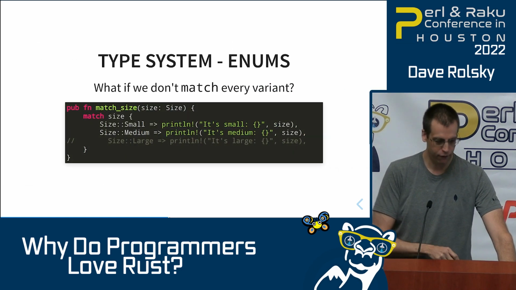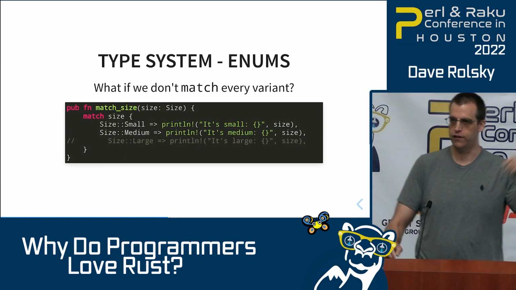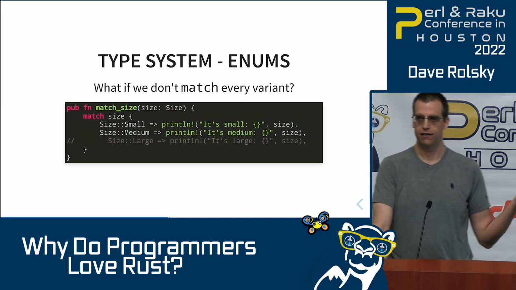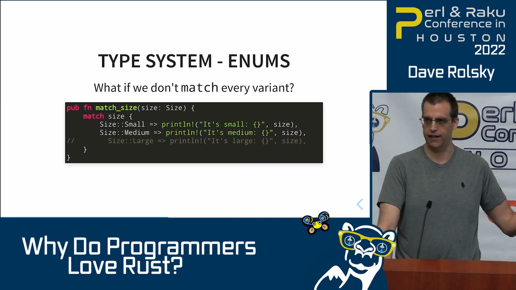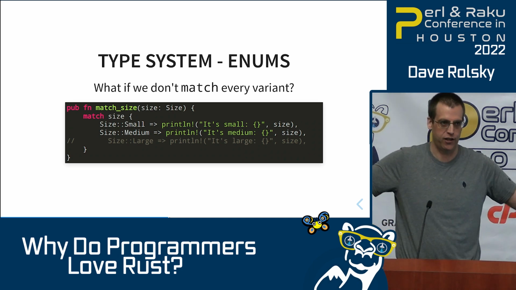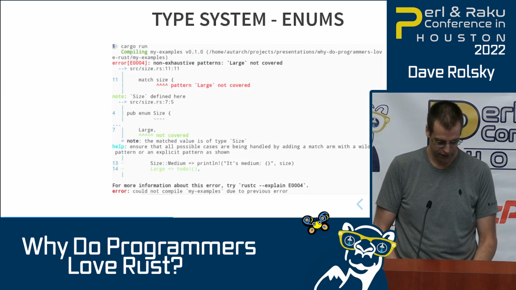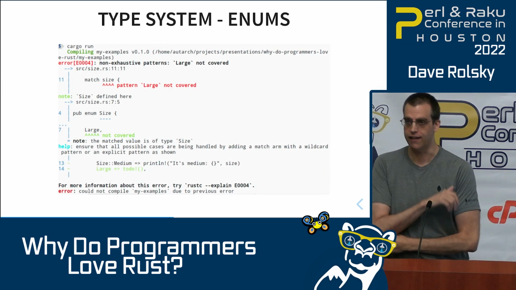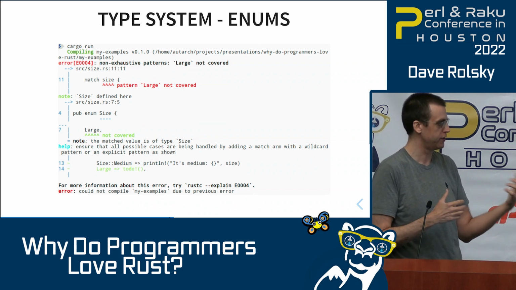But what if we don't match every variant? What if we just match small and medium, but not large? This code seems like it has a problem, right? Like, what happens if we got a large? What is the code supposed to do? And in fact, Rust does not like that. It says non-exhaustive patterns, large is not covered.